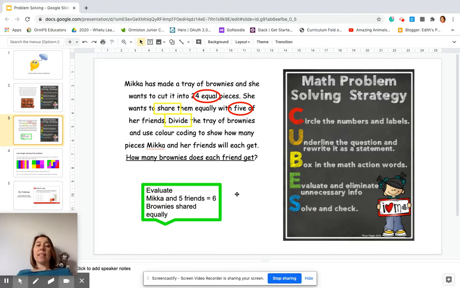Now that I've done that, I even suggest, boys and girls, that you read the problem again. So let's read it again together. It says, Mika has made a tray of brownies and she wants to cut it into 24 equal pieces. She wants to share them equally with 5 of her friends. Divide the tray of brownies and use color coding to show how many pieces Mika and her friends will each get. How many brownies does each friend get?